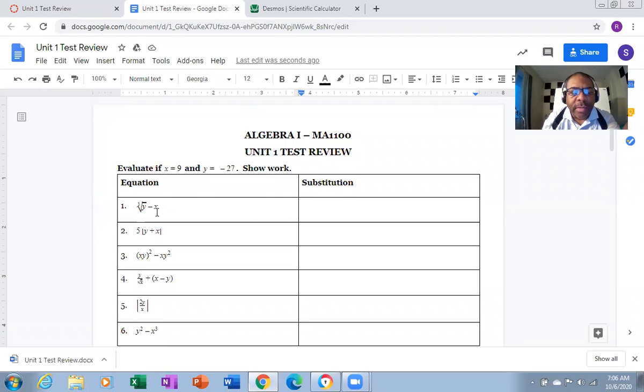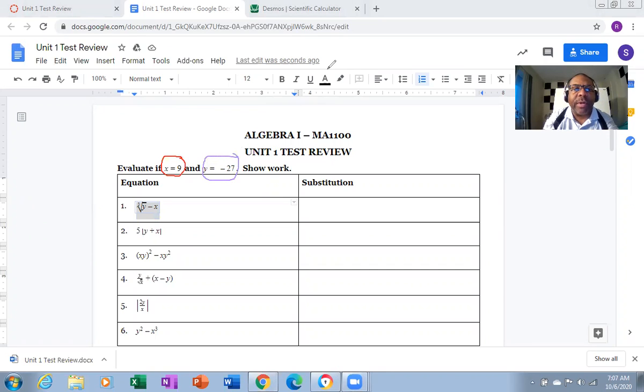Okay, so the problem is here, the cube root of y minus x. Now, this part is something that we really have to pay attention to. And that is x is 9 and y is negative 27.